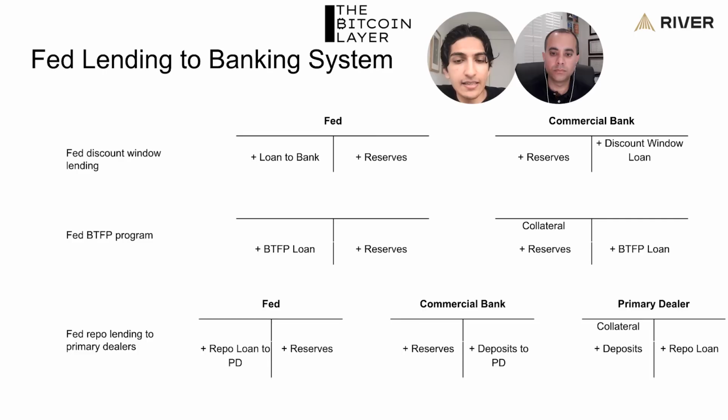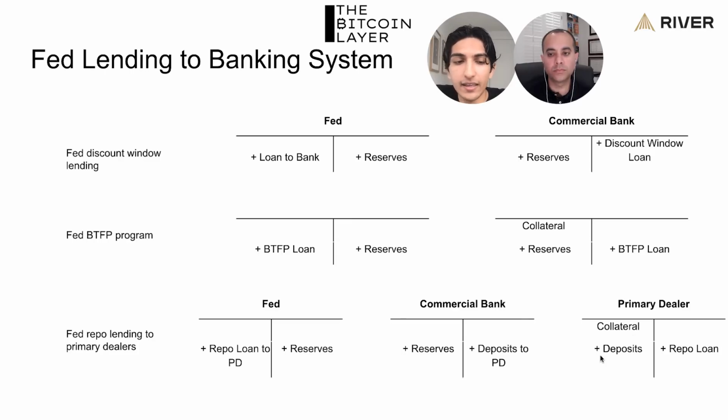And then lastly is a Fed repo loan to a primary dealer. So again, here a primary dealer isn't a bank; it's more of a non-bank. So the primary dealer has to work through the commercial banking system in order to make the transaction settle, because again, the Fed's liabilities are exclusively reserves, and reserves can never reach the non-bank sector.